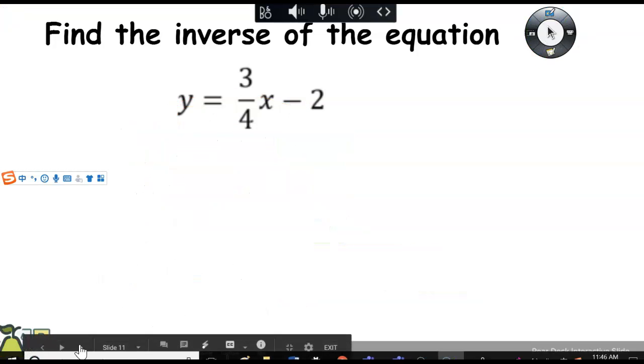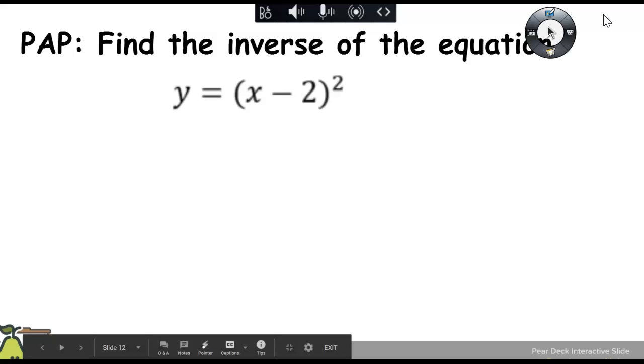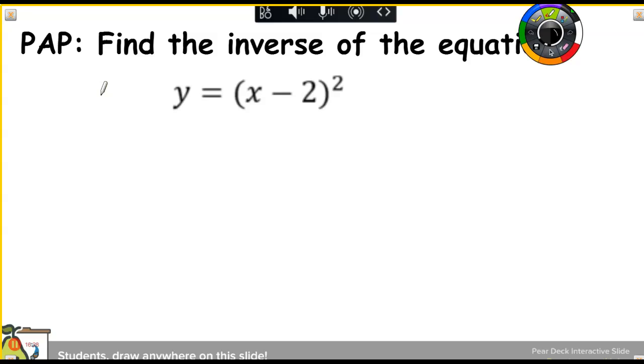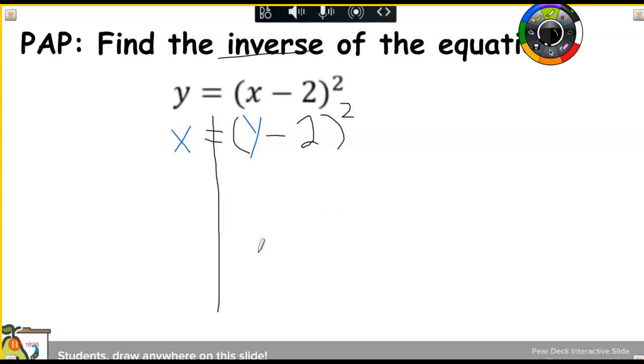Okay. Next one is for pre-AP class. So here you have an equation, and again look for the inverse of it. First switch the place of x and y, and copy the rest. Okay, and then you wanna single out your y by getting rid of the -2 and getting rid of the square. So which one first?